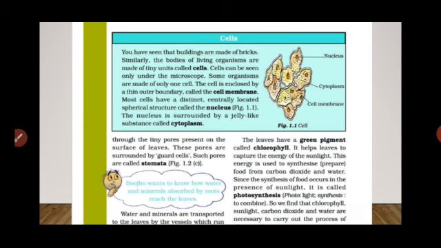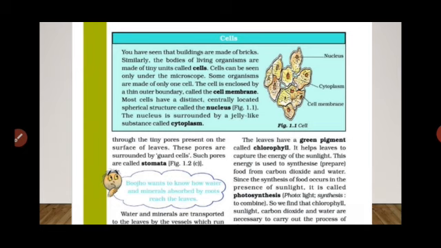Okay, and the cell is a very tiny unit, because we can't see cells with our naked eyes. We have to see them with a microscope. Cells can be seen only under the microscope. Some organisms are made up of only one cell. Means students, the cells are the functional and structural unit of life. Without cells we can't live. Okay students, and we can't see the cell by our naked eyes. We have to take a microscope and see that cell.